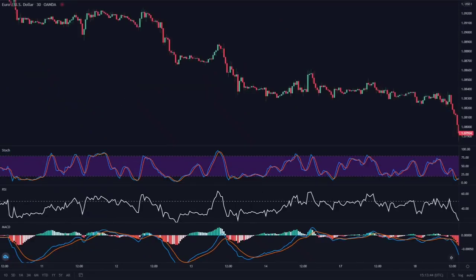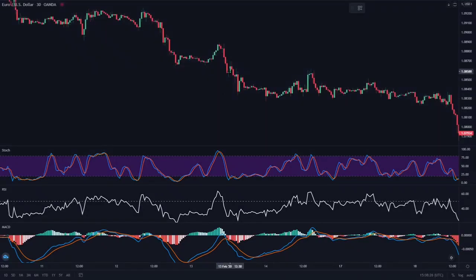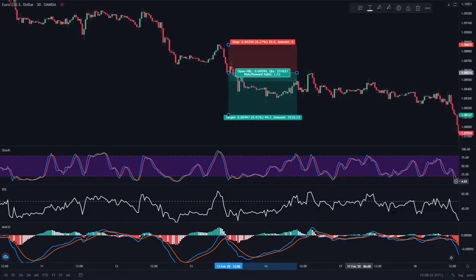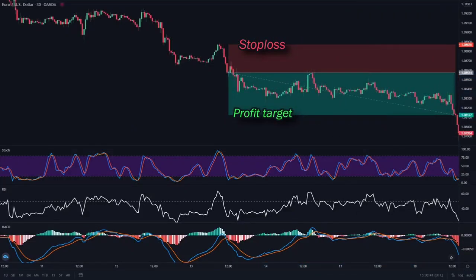Another tip that you can use is don't open a new position if you haven't closed your previous one. Let me explain. If you're taking a position, you only exit a trade if the price either hits your stop loss or profit target. However, there are times where the trade takes a long time to hit a target, and as a result, you will miss a couple of entry signals along the way, which is perfectly fine. I recommend sticking to only one trade at a time, because managing more than one trade is very hard.